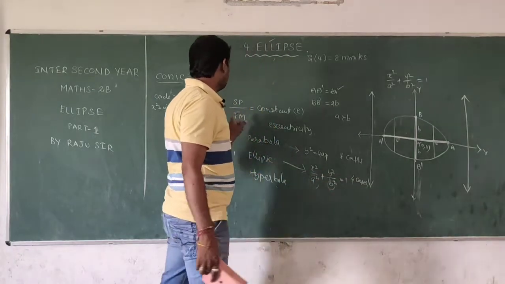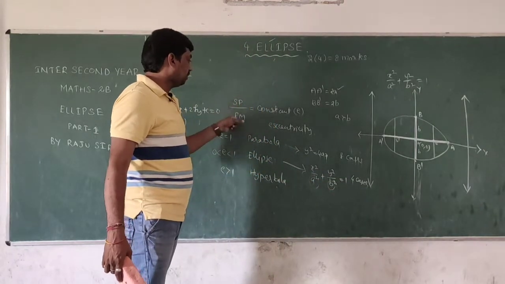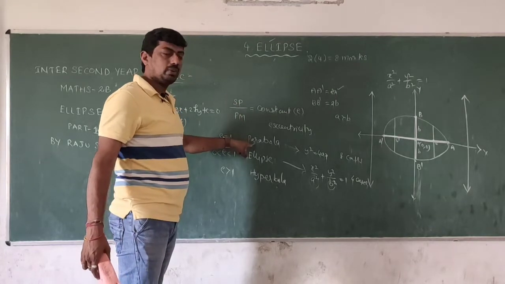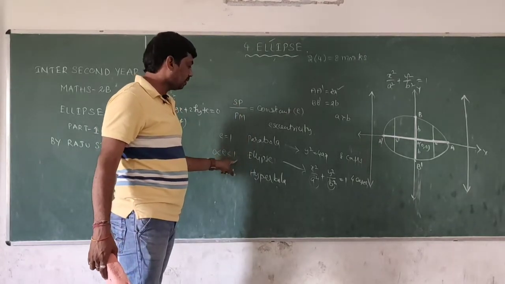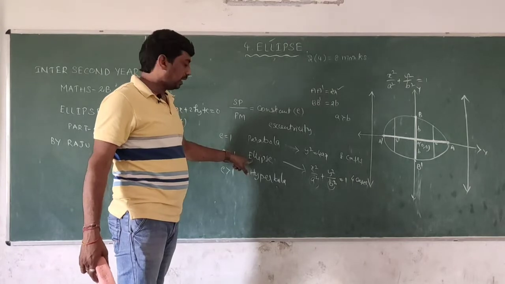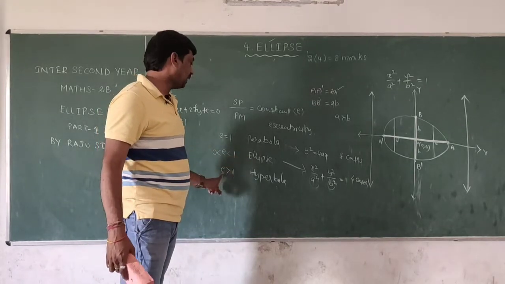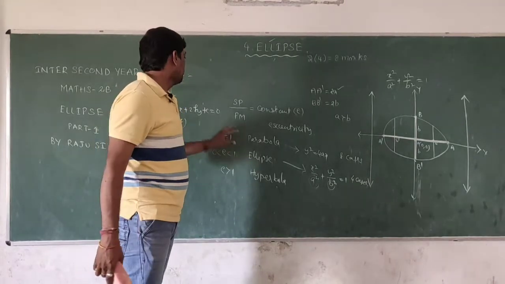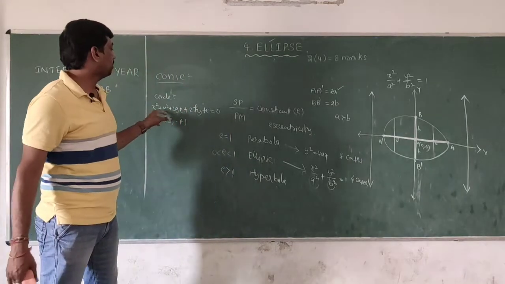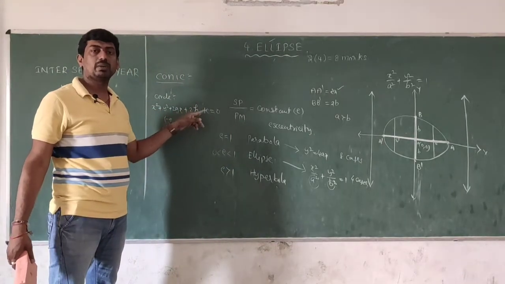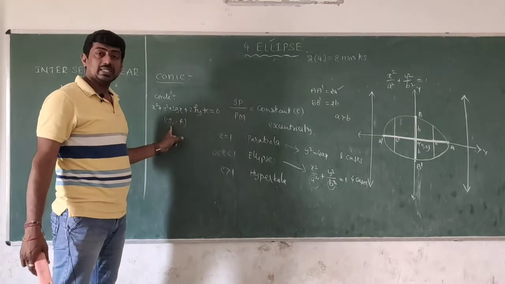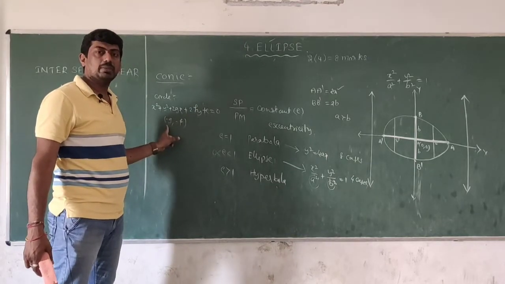When e equal to 1, that conic becomes a parabola. If 0 less than e less than 1, that conic becomes the ellipse. Is it clear? If e greater than 1, that is hyperbola. The standard form of the circle is x square plus y square plus 2gx plus 2fy plus c equal to 0. Here the center of the circle is minus g comma minus f.